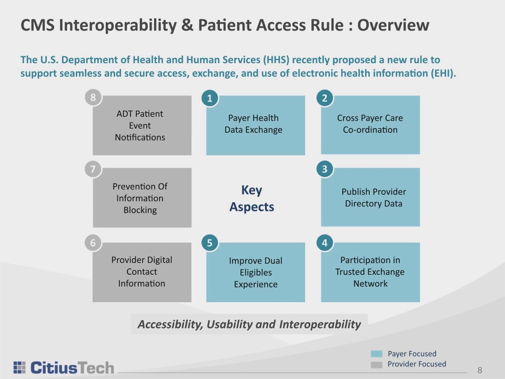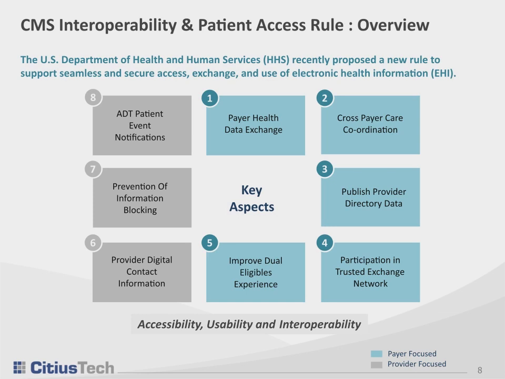So this rule revolves around 8 key aspects. The blue ones are for payers and the gray ones are for the providers. The first one says the payer needs to exchange patient health data. The second is to improve cross-payer coordination. The third says the payer needs to publish provider directory data. The fourth is participation in a trusted exchange network. And the fifth asks payers to improve the dual eligible individual experiences.